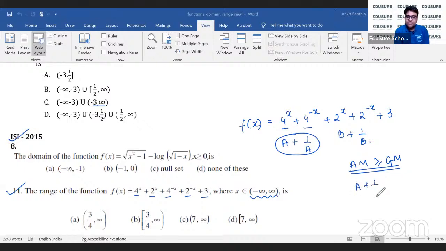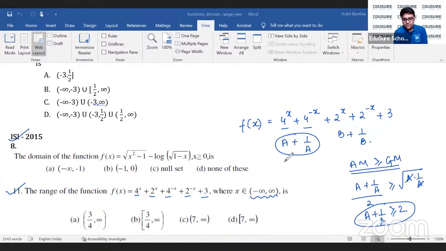Arithmetic mean of a and 1 by a will be this. Geometric mean of a and 1 by a will be 1. So a plus 1 by a will always be greater than equal to 2. Obviously, there is a restriction here that a and 1 by a cannot be negative. See, 4 to the power x and 4 to the power of minus x, these numbers will all be greater than equal to 0. They can never be negative. 1 by 4 to the power x, this kind of a number can never be negative.